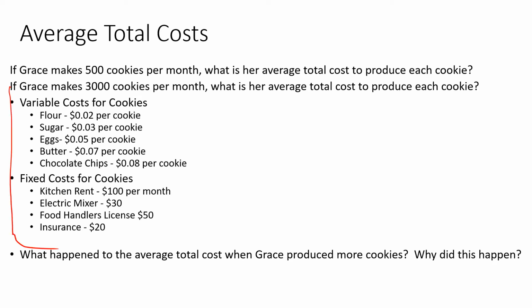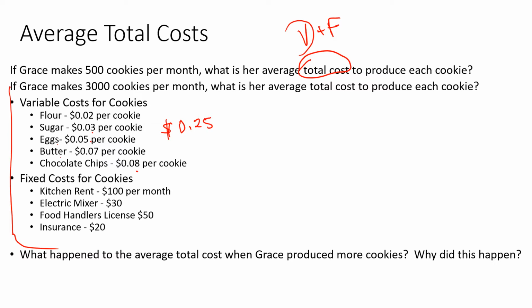So if Grace makes 500 cookies per month, her average total cost, so again, total cost is variable cost plus fixed cost. So let's first figure out what her variable cost per cookie is. Flour costs 2 cents, sugar costs 3 cents, eggs cost 5 cents, butter 7 cents, and chocolate chips 8 cents. If we add all those together, 2 plus 3 plus 5, that's 10 cents. 7 plus 8 is 15 cents, 15 plus 10. So if we add all that together, this is 25 cents per cookie.